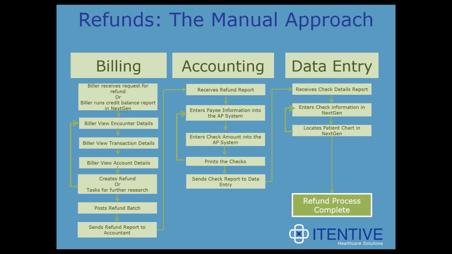In either case, you're going to go through a series of steps for that particular credit to determine what you should do with that credit. When you encounter that credit, you're going to look at the encounter details. You're going to look at the transaction details. You're going to look at the account details, and you're going to decide what to do with that credit. You're going to decide whether to issue a refund for that credit, or you're going to decide maybe I should move that credit to an account that has open balance on it.